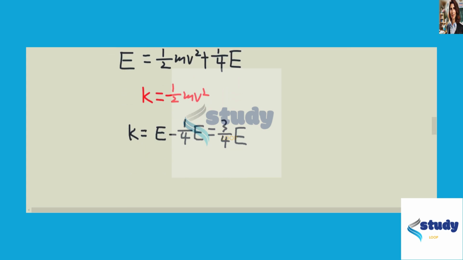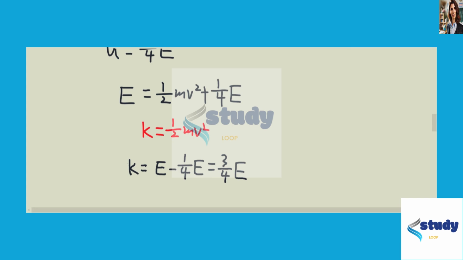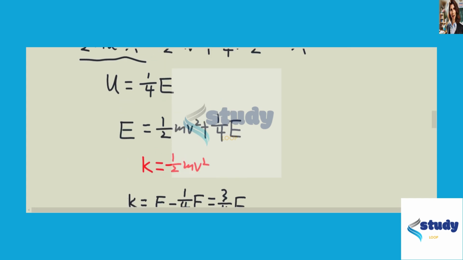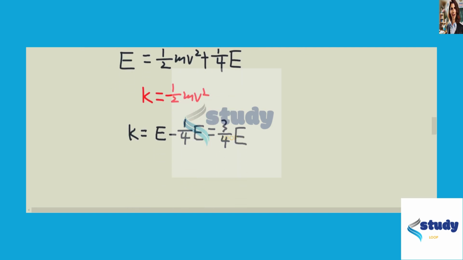So these are the fractions of kinetic energy and elastic potential energy in the total energy system. Okay, so the elastic potential energy is equal to 1/4 E, and the kinetic energy is equal to 3/4 E, which is 3/4 of the total mechanical energy. So these are the answers.